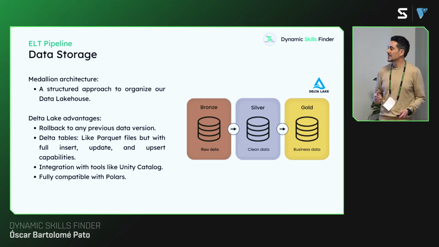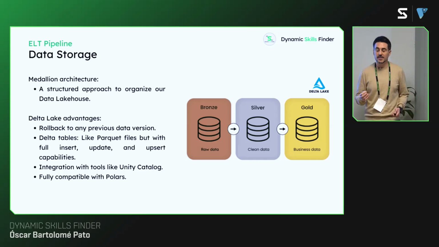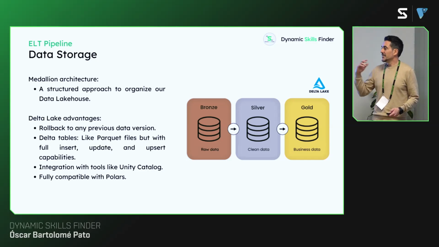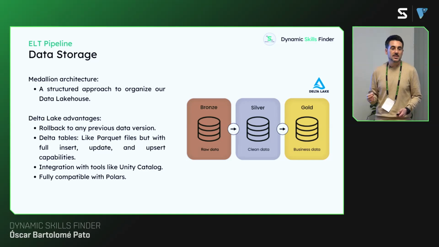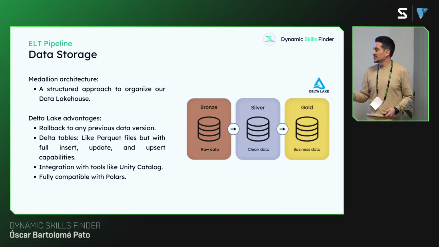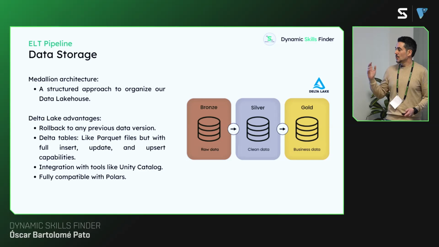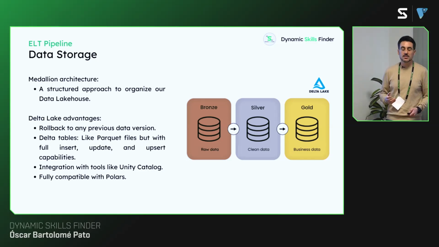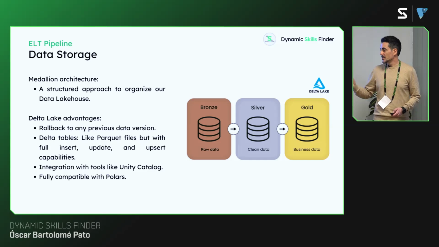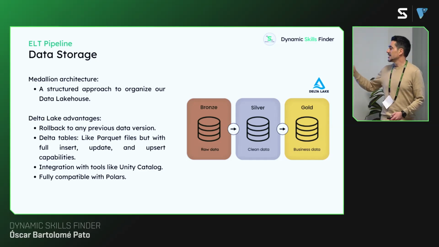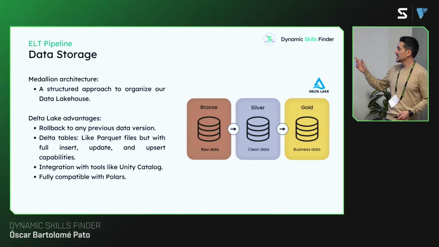The first one is that it creates a changelog that lets you roll back to any previous data version. The data is stored in data tables that are like Parquet files, but with full update, insert, and upsert capabilities. Also, it can integrate with tools like Unity Catalog for data governance. And of course, it's fully compatible with Polars. So now let's see the aim of each of these layers.